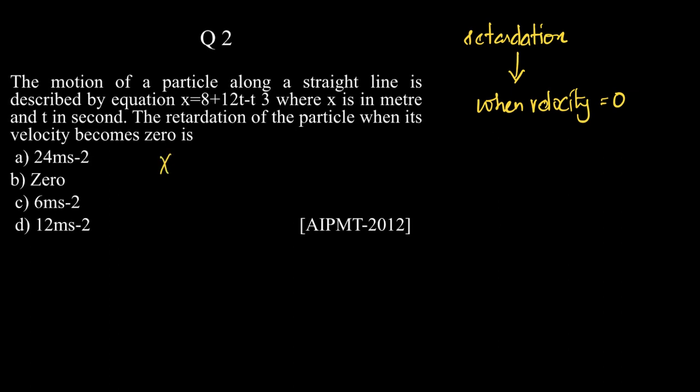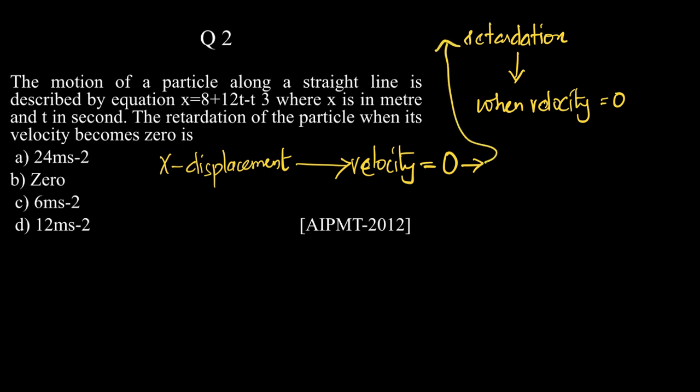So what is given? x is given. What is x? x is displacement. So from displacement, we need to find out velocity, and then equate this velocity to 0. And then at this time, we need to find out the retardation. Right? This is the workflow. Now, how do you do this? See, what's given is x is equal to 8 plus 12t minus t cube. Now, how do you find out velocity?